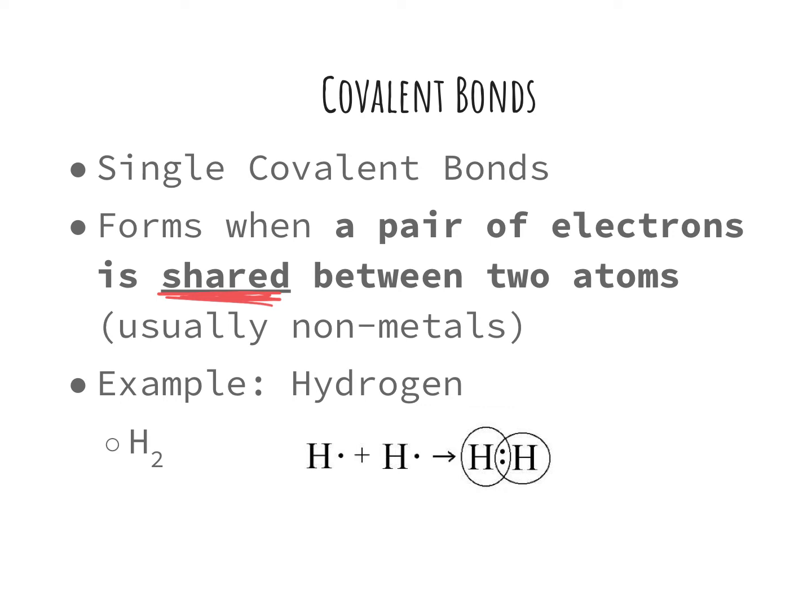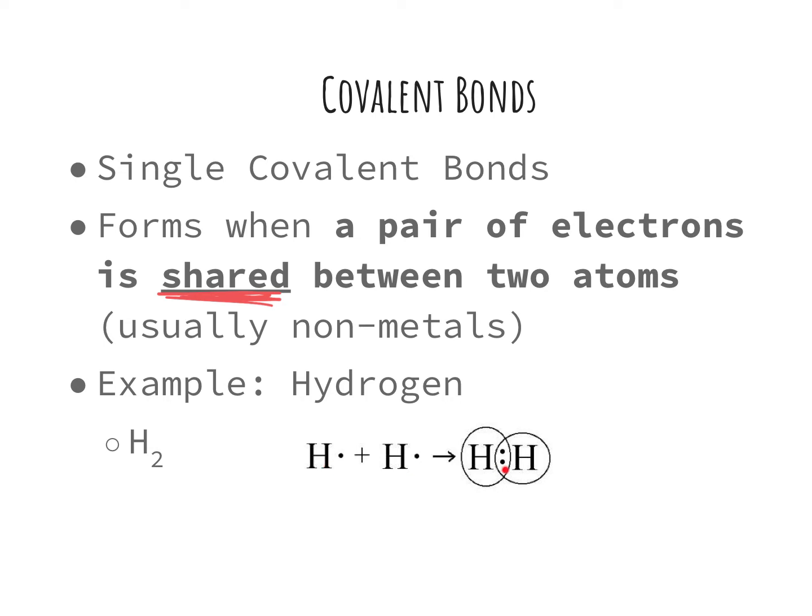Okay. Covalent bonds form between covalent compounds. So typically your nonmetals. And so an example is hydrogen. Okay, so hydrogen is found with 2 atoms bonded. So we have H2. Each hydrogen has 1 valence electron.